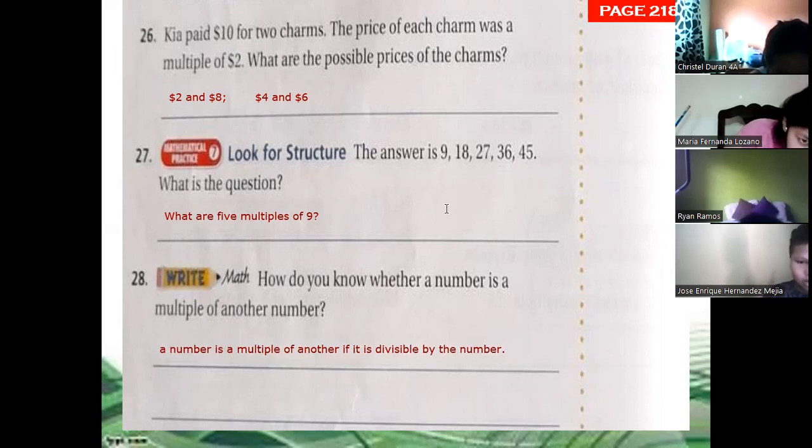29A through 29E, select true or false for each statement. The first one: the number 45 is a multiple of 9. So multiply 9 times 1, 9 times 2, 9 times 3, 9 times 4, 9 times 5, 9 times 6. If you find that 45, the answer is true. 9 times 5 equals 45. So the first one is true.